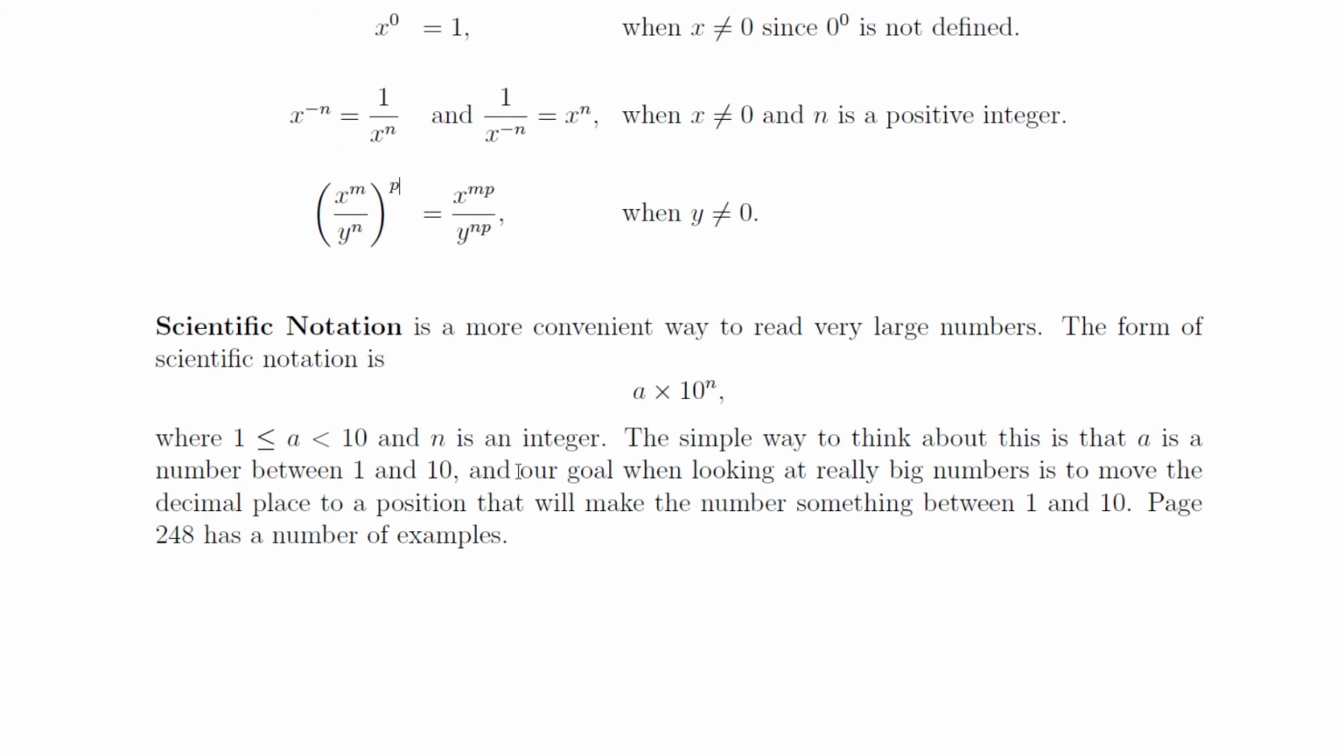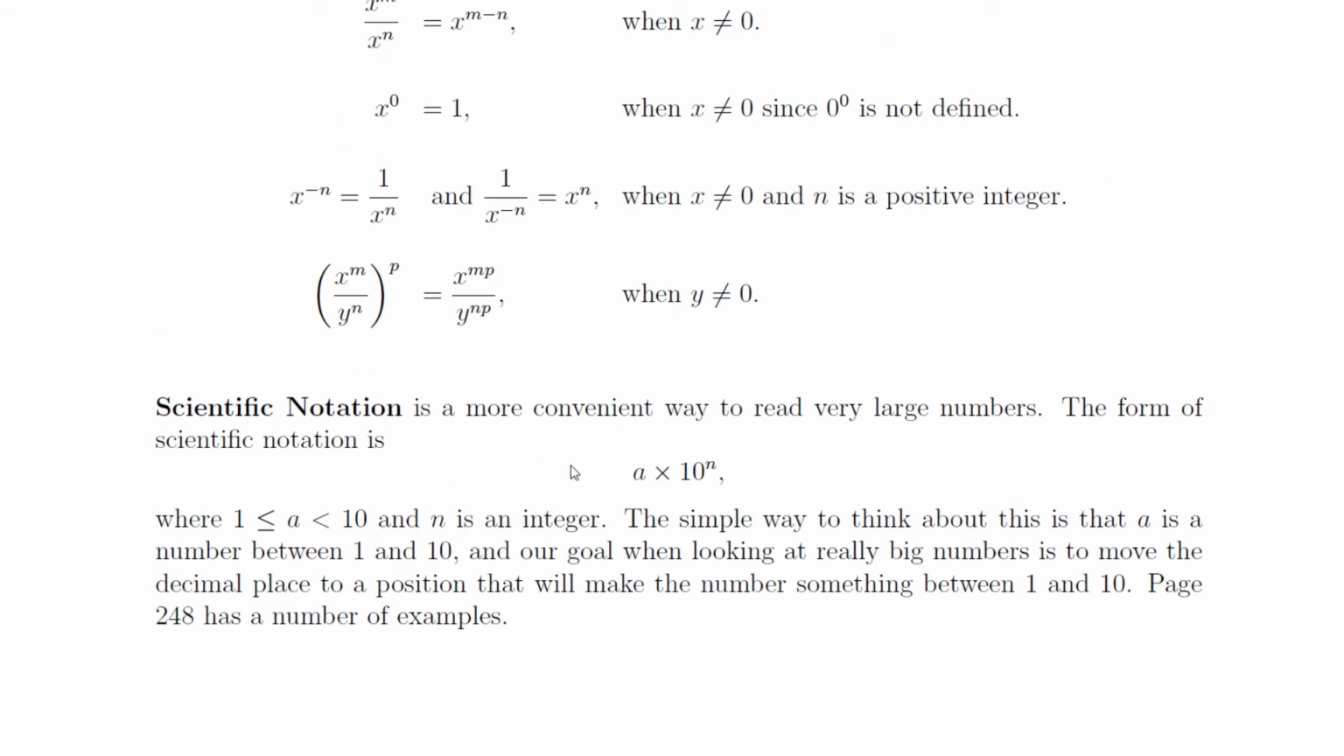Scientific notation, this actually shows up in a lot of places, specifically when you're dealing with really, really small things or really, really big things. So I say it's a more convenient way to read very large numbers, or very small, I should say, as well. So this is what scientific notation looks like. Okay, you've got a number here, and the way I define it is that it's between 1 and 10. It can't equal 10, so you can have like 9.9 times 10 to a power.